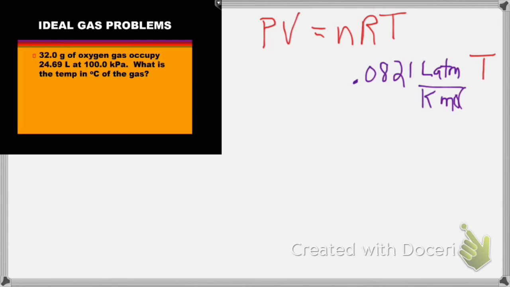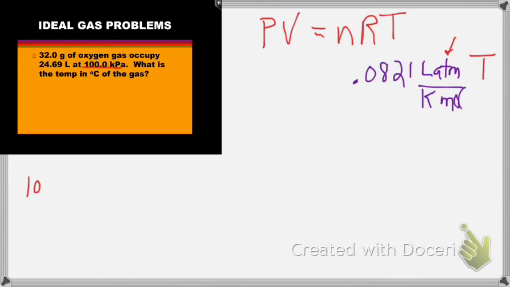But if we put that R in first, we are going to be reminded as to which units every one of the other variables must be in. So pressure, because of my R value, pressure must be in atmospheres. So we come over to the problem and we see that they gave us the pressure in kPa. So we're going to have to do a conversion there.